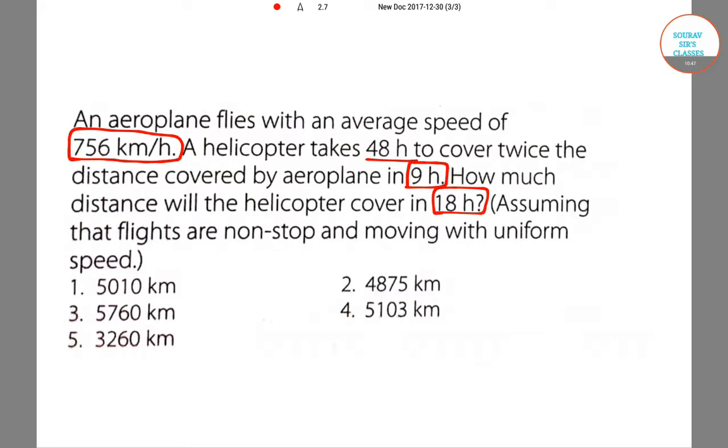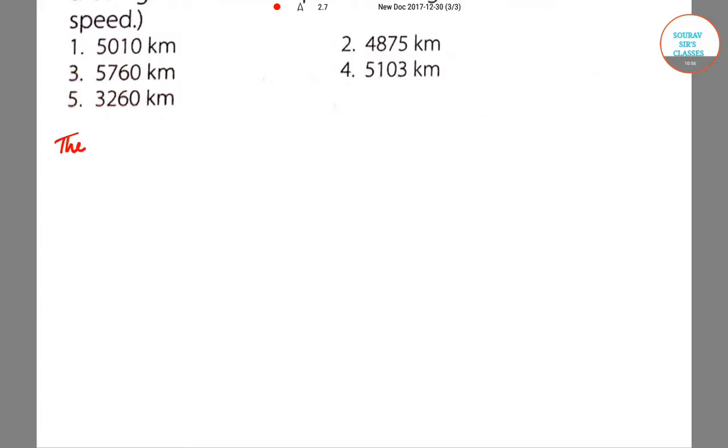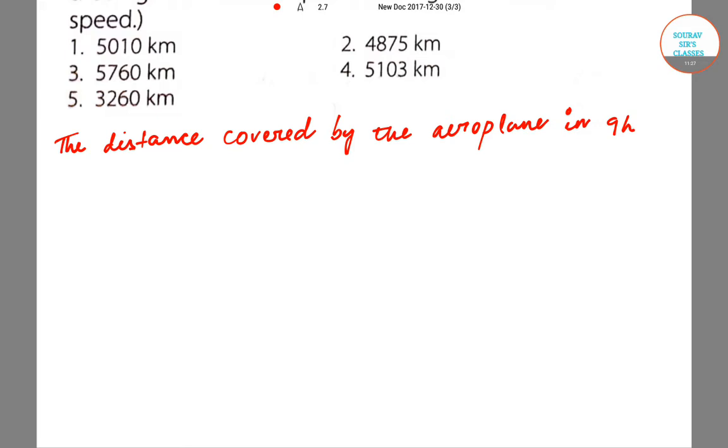So now let's start. So the distance covered by the aeroplane in 9 hours is equals to 9 into 756 kilometer, and the informations are already given in the question. So this is equals to 6,804 kilometer.